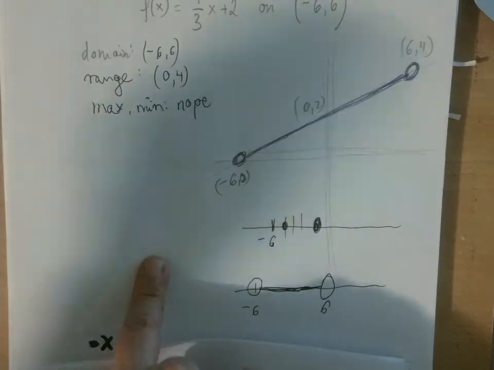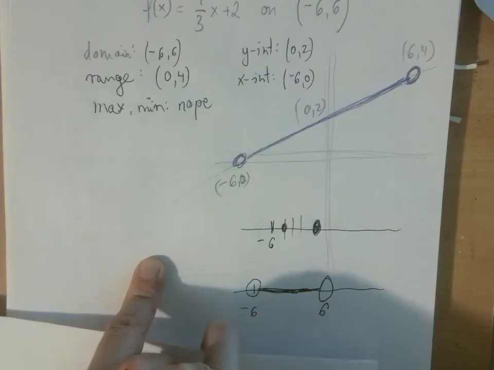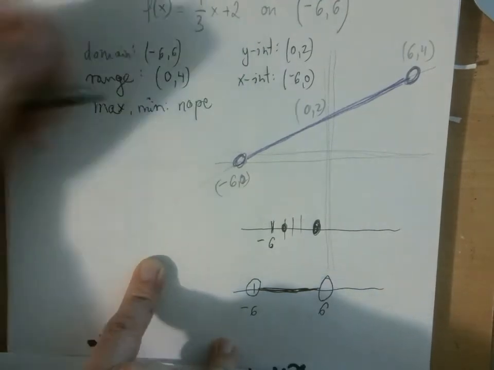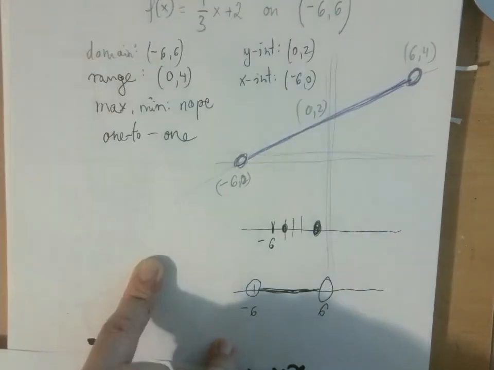Oh, I forgot the intercept. So the intercepts. If you have a one-to-one function and all we do is just take out numbers from its domain, then it will have to remain one-to-one. So yes, this function is one-to-one. And we already have the graph.